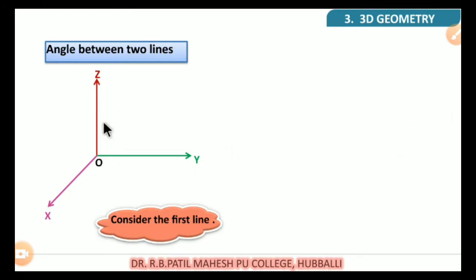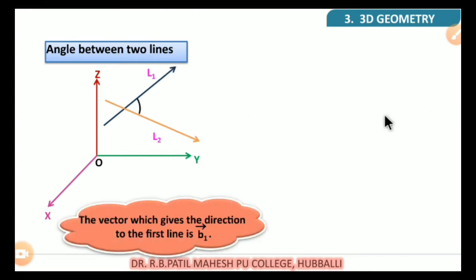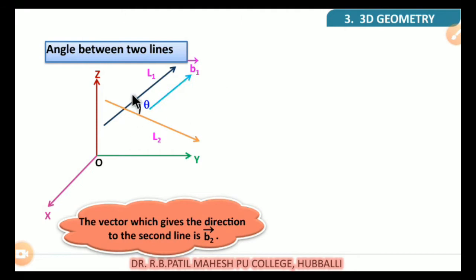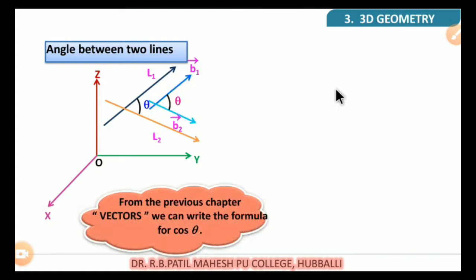Consider 3D space, and now in this 3D space the first line is L1 and the second line is L2, and the vector which gives the direction to the first line is taken as B1. Here see this theta is the angle between the L1 and L2, and see here the another vector which gives the direction to the second line which can be taken as B2. Now the angle between the lines L1 and L2 is also equal to the angle between the vectors. Therefore theta is also the angle between the vectors B1 and B2.